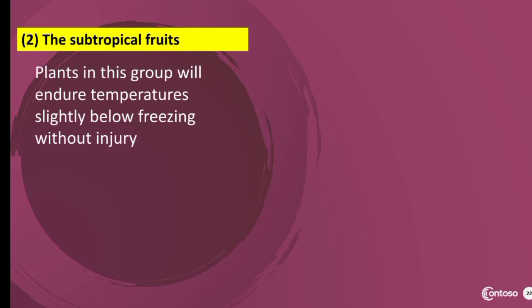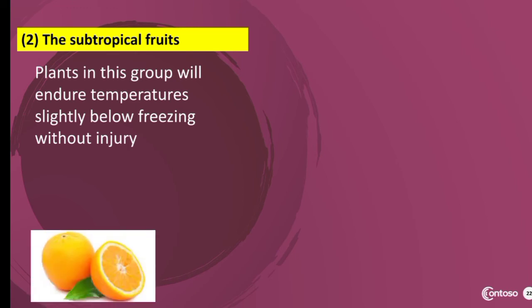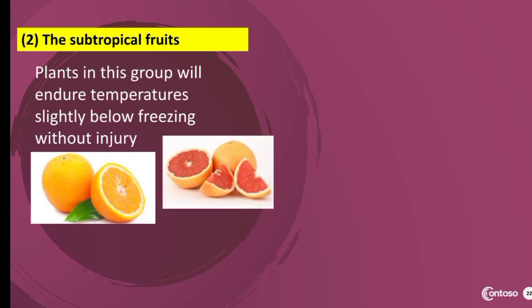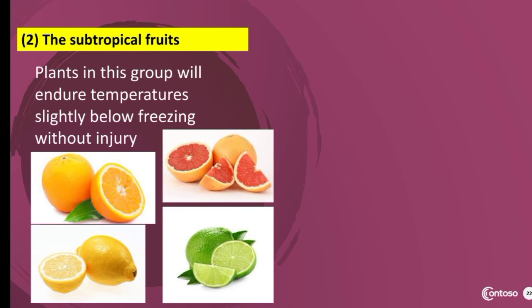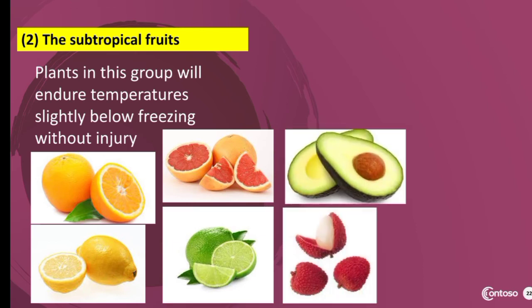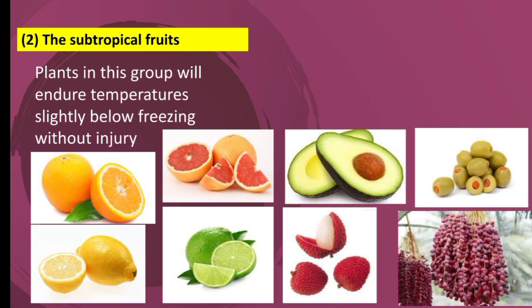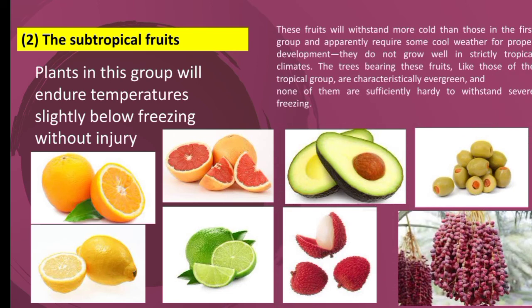So for the subtropical, this is the second type of fruits. Plants in this group will endure temperatures slightly below freezing without injury. We have here orange, grapefruit, lemon, lime, avocado, lychee, the olives, and the dates. These fruits will withstand more cold than those in the first group and apparently require some cool weather for proper development. They do not grow well in strictly tropical climates.